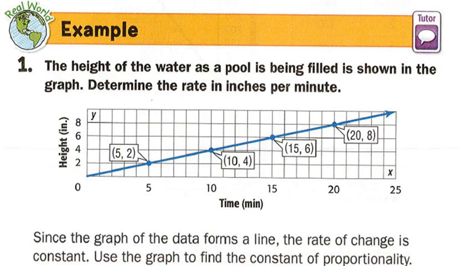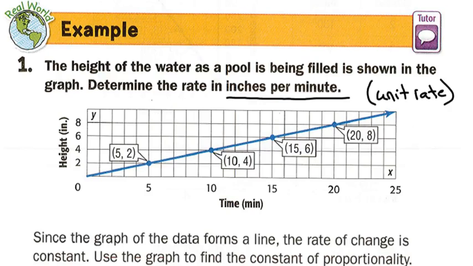All right, so it says the height of the water as a pool is being filled is shown in the graph. Determine the rate in inches per minute. So let's think back to what we've already done. It's asking about the rate in inches per minute. So that means inches per 1 minute. So what are they asking for? They're really asking for a unit rate. We did unit rates a long time ago already.